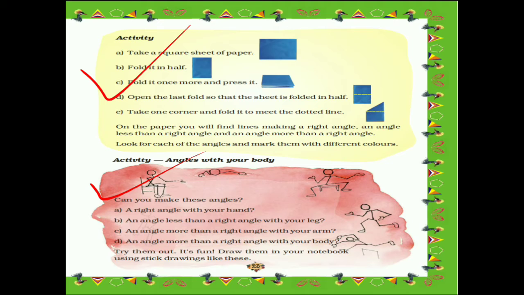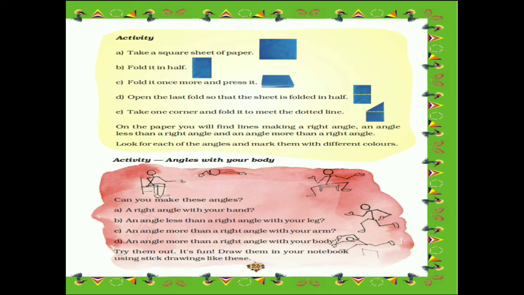Can you make this angle? A right angle with a hand. You have to do this activity at your home. You have to first make a right angle using your hand, then an angle less than a right angle with your legs, an angle more than a right angle with your arms, an angle more than a right angle with your body. So you have to try this at your home, how you are going to make different angles with the help of your body.